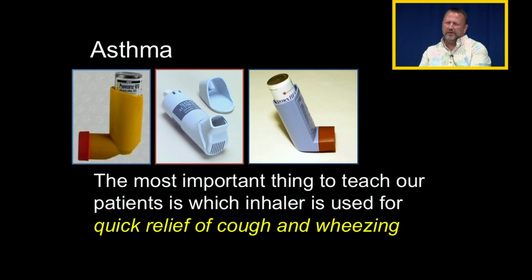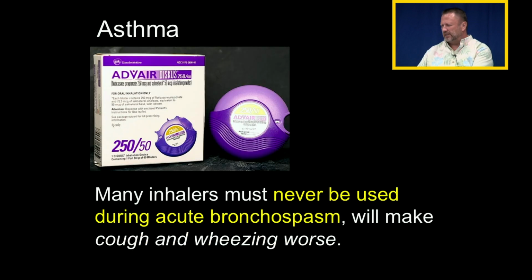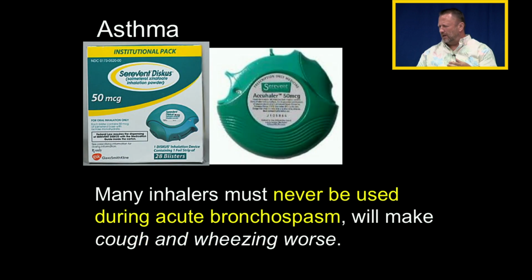And so that's the most important thing we can teach an asthmatic: which inhaler is used for quick relief of cough and wheezing. Many inhalers must never be used during acute bronchospasm because they'll make cough and wheezing worse. And so this is Advair. This is a very popular inhaler, but it's a maintenance inhaler, and so we don't want to use it for coughing and wheezing. These have little pills in them, and the pills in the machine are broken into a powder, and then the patient inhales that, and that powder goes to the lungs and treats the lungs for its inflammation.